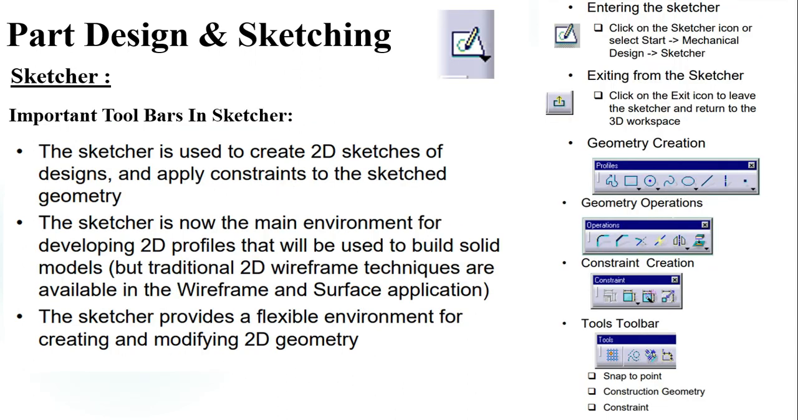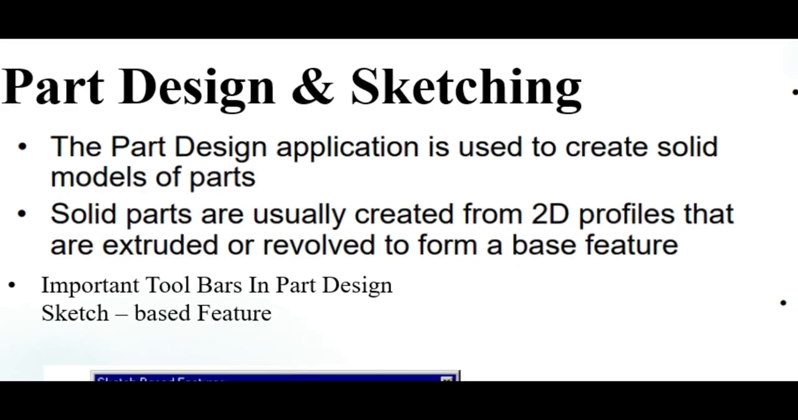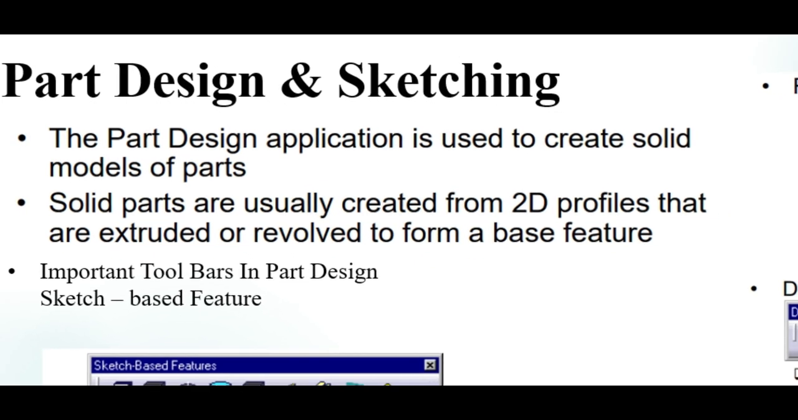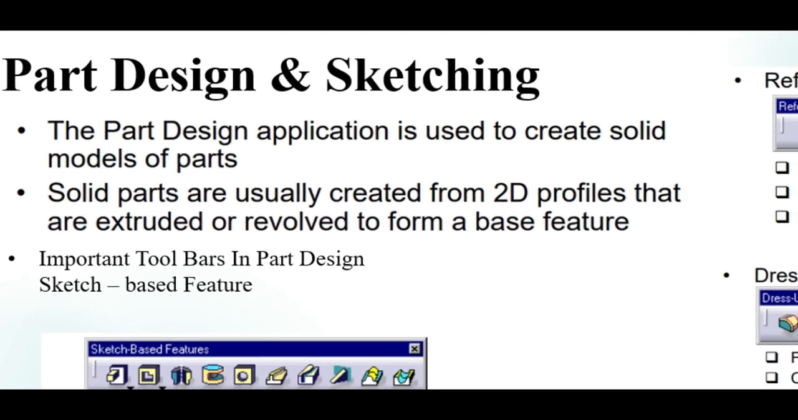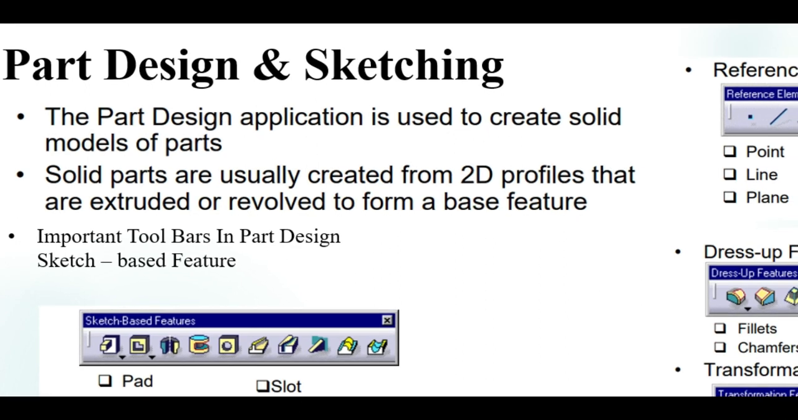In the last video, we discussed the Sketcher and important toolbars in the Sketcher. So today we are going to cover Part Design and its application in CATIA. So what is Part Design? Part Design is an application which is used to create solid models of a part. The solid parts are usually created from a 2D profile that is extruded or revolved from a base feature.